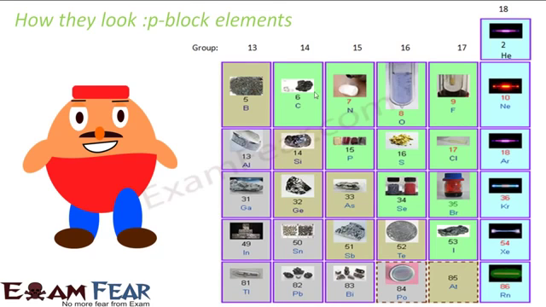Group 13 and group 14 we have already covered in class 11th. Groups 15, 16, 17, and 18 we will be covering. Nitrogen looks like this. It's almost in gas form. Phosphorus has various forms. We'll discuss this.